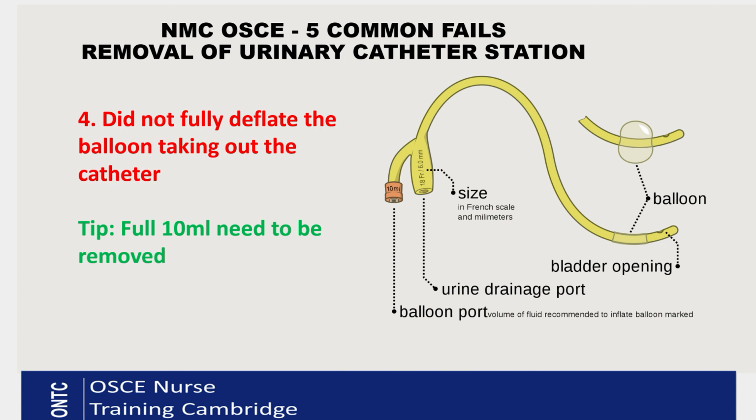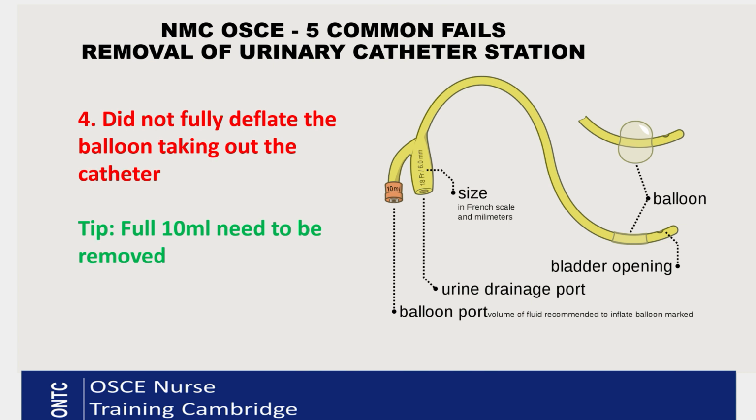Okay, so number 4 is that you did not fully deflate the balloon before taking the catheter out. So if there is 10 mils, you need to really take the full 10 mils out. 9.5 will be a critical fail. Anything less than 10 will be a critical fail, and your examiner comes and checks that you have fully deflated the balloon. Why is it so important? Because if you don't fully deflate the balloon, it will cause injury to the patient as it's coming out of the urethra. So it's really important that the full 10 mils are out.